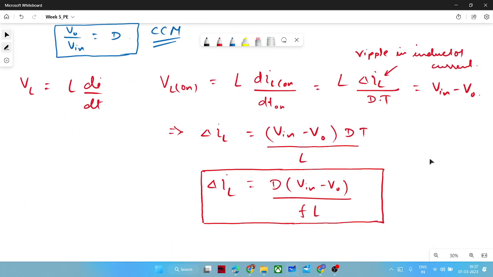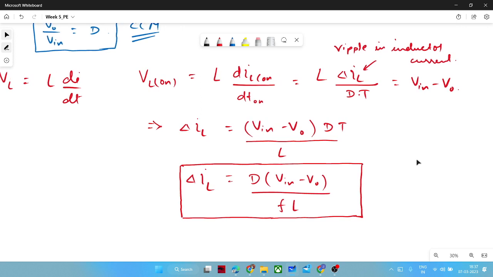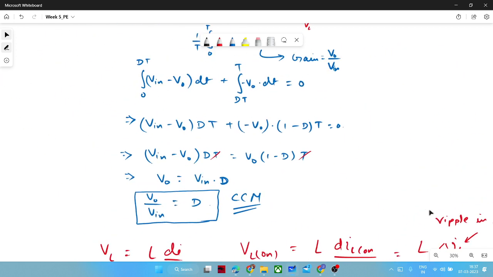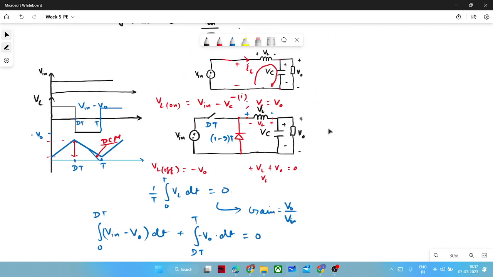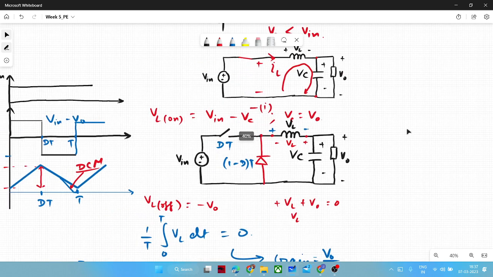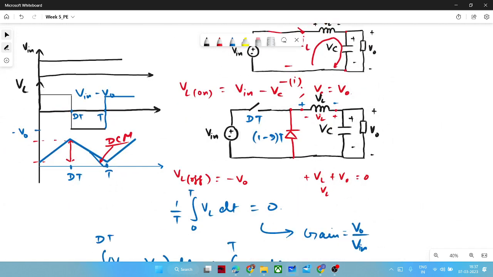And the next parameter is ripple in your output voltage. That is nothing but the capacitor voltage. So how do we compute the ripple across your capacitor or output voltage? Let us see this circuit first. Whatever IL is here, that will go into the capacitor as well as the load.